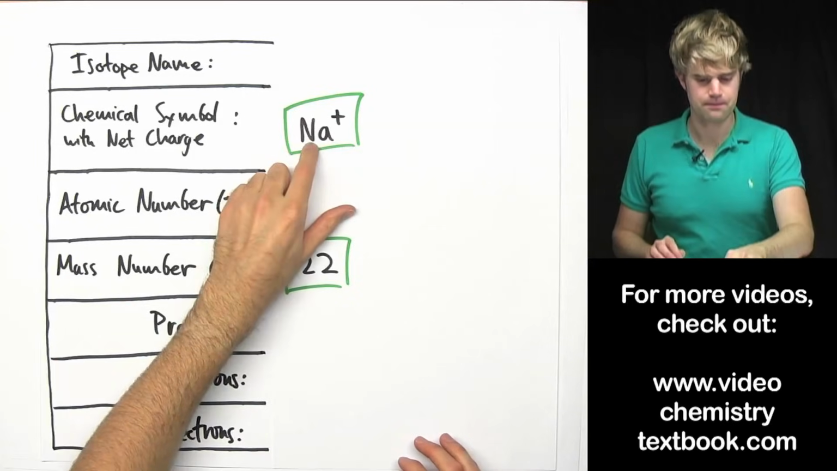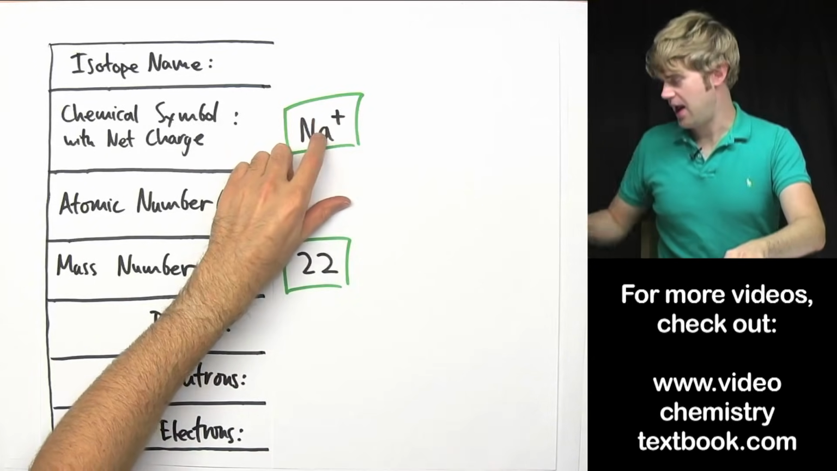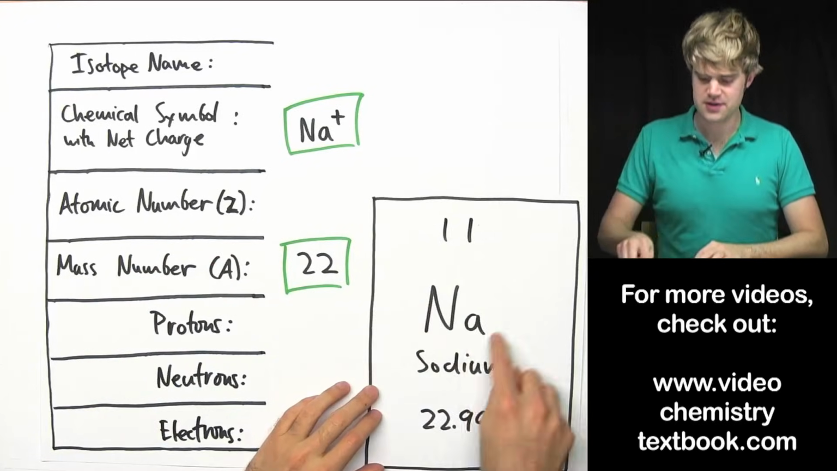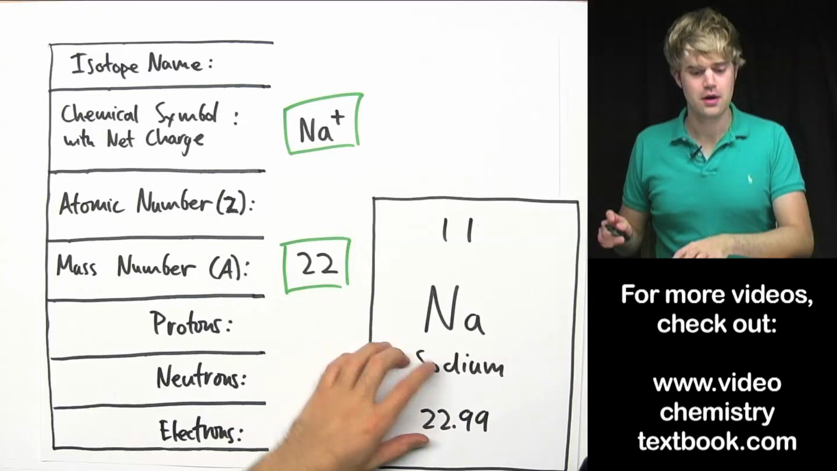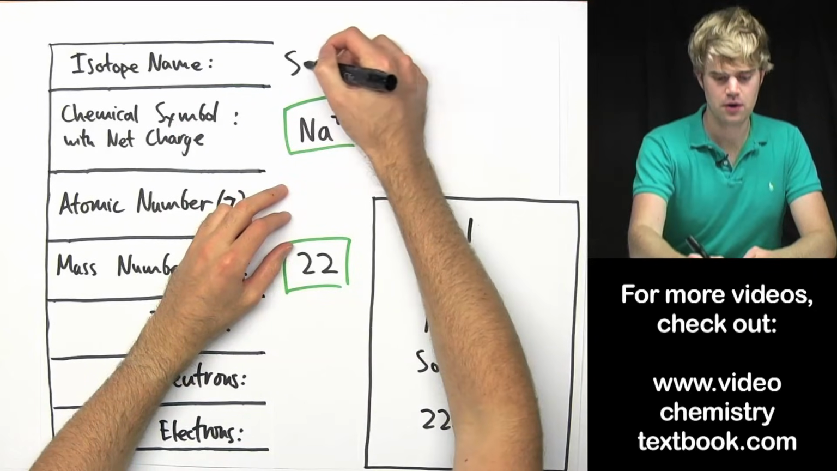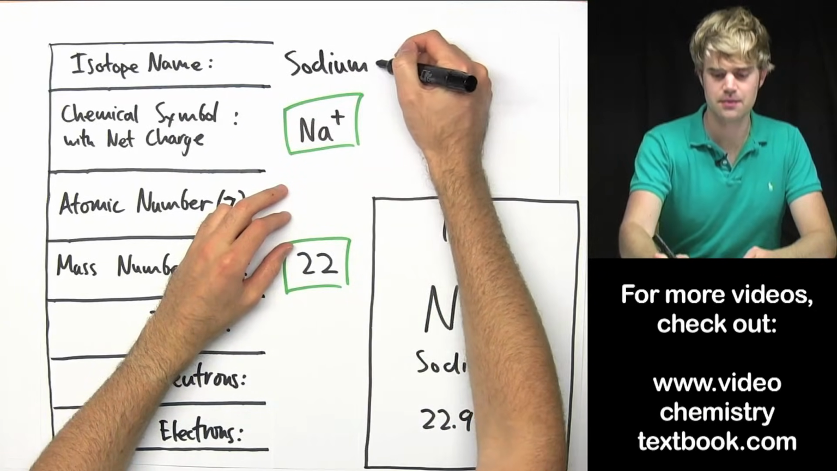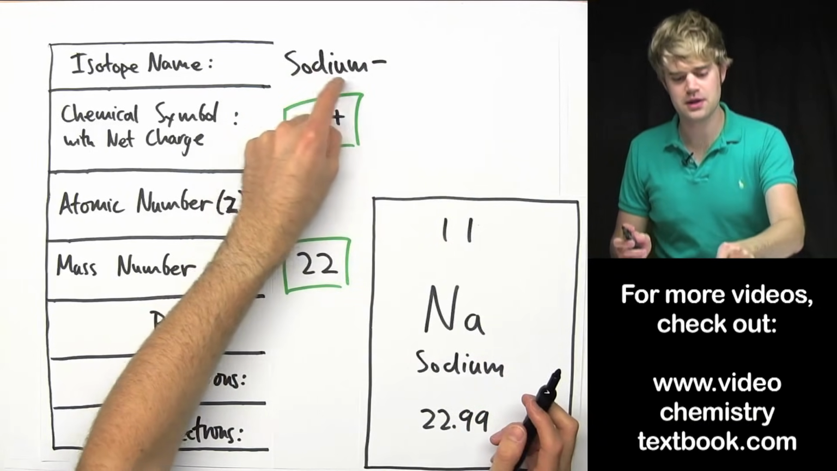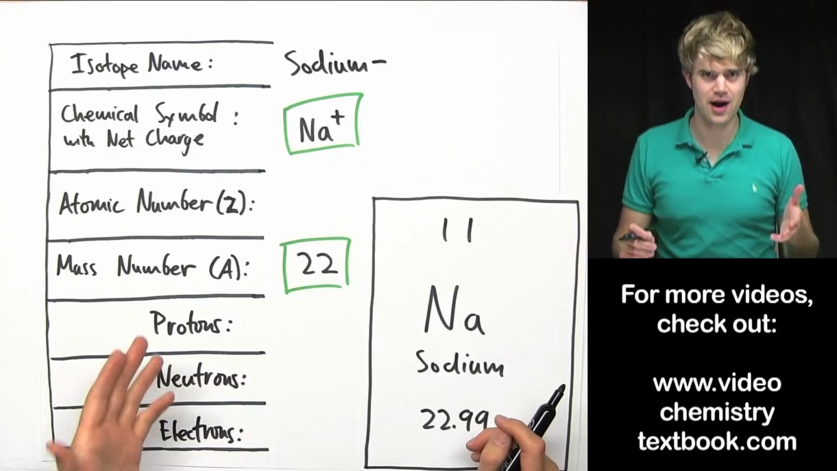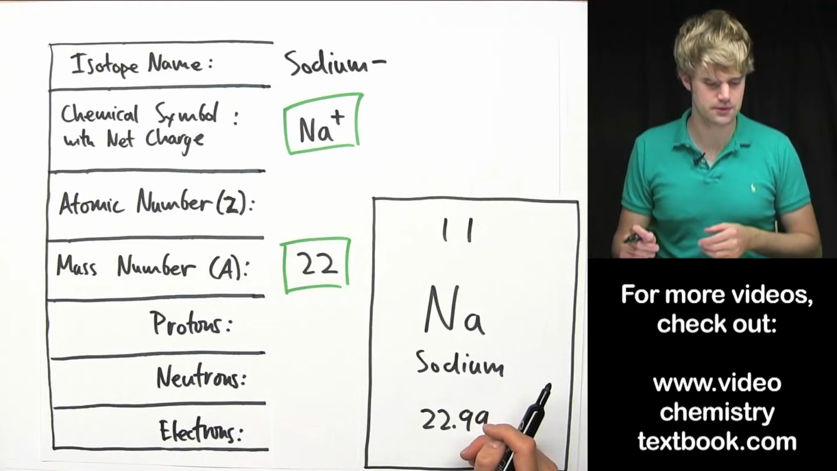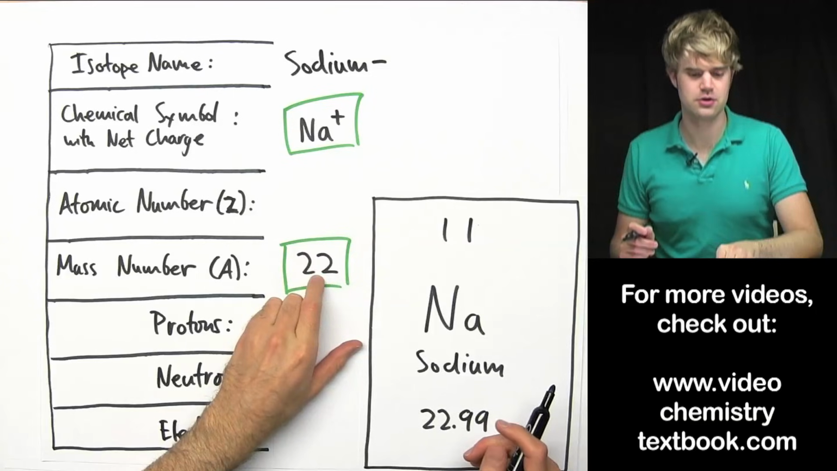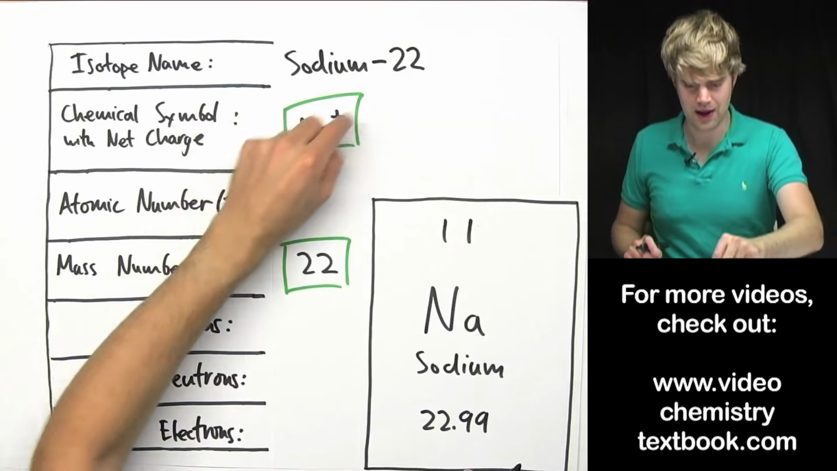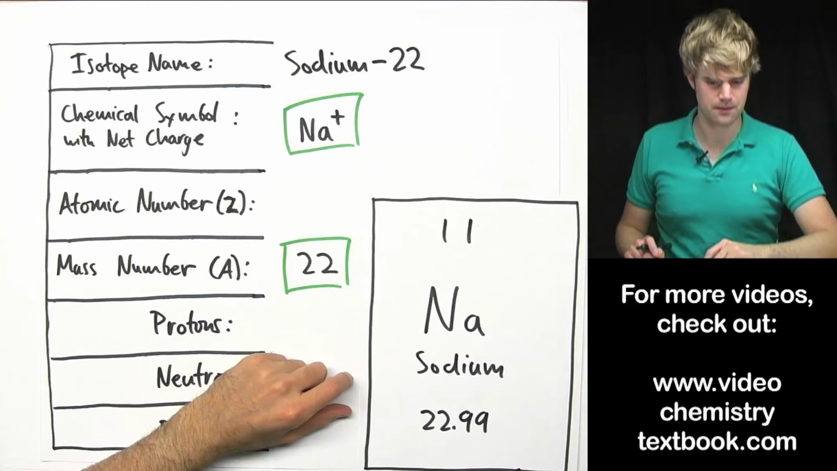Let's start here. The chemical symbol is Na. So we'll look up Na on the periodic table, and we'll find out that that is a symbol for sodium. So now for the isotope name, we know that this is going to be sodium. Now that's only the first part. The isotope name tells us what element it is, and then it has the mass number after it, the number of protons plus the number of neutrons. The mass number has already been given to us, so we know that the isotope name is going to be sodium from Na, and then 22 from the mass number.